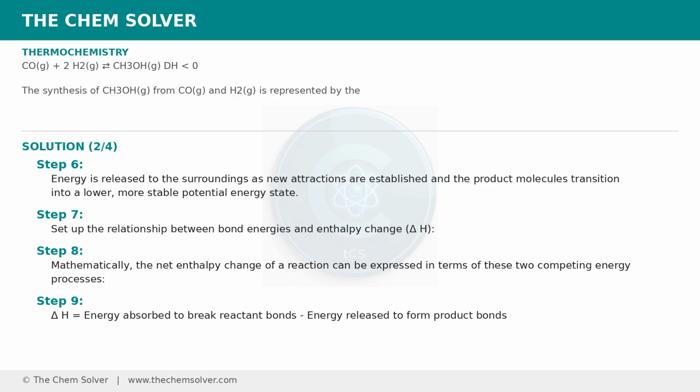stable potential energy state. Set up the relationship between bond energies and enthalpy change, ΔH, mathematically. The net enthalpy change of a reaction can be expressed in terms of these two competing energy processes. ΔH equals energy absorbed to break reactant bonds minus energy released to form product bonds.